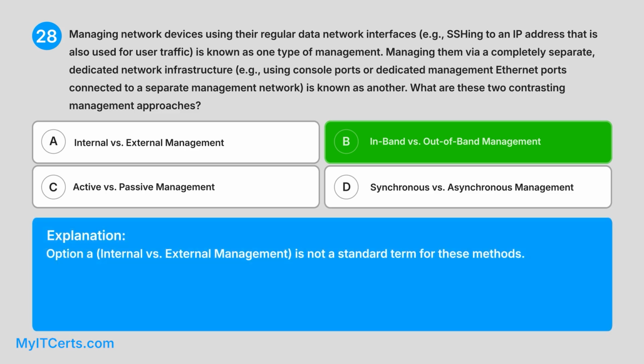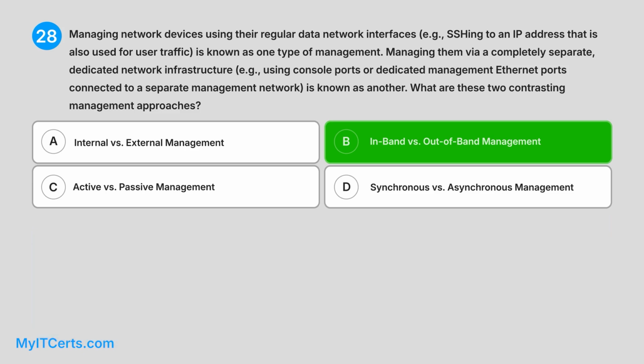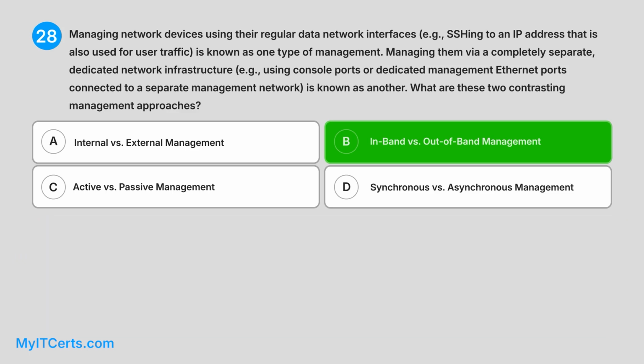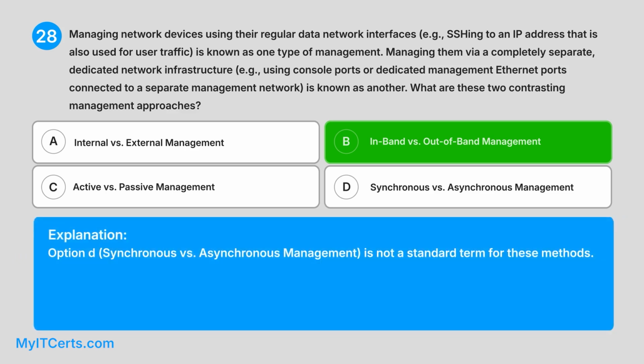Option A, internal versus external management, is not a standard term for these methods. Option C, active versus passive management, is not a standard term for these methods. Option D, synchronous versus asynchronous management, is not a standard term for these methods.